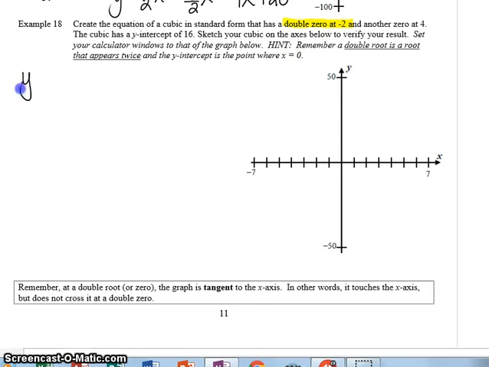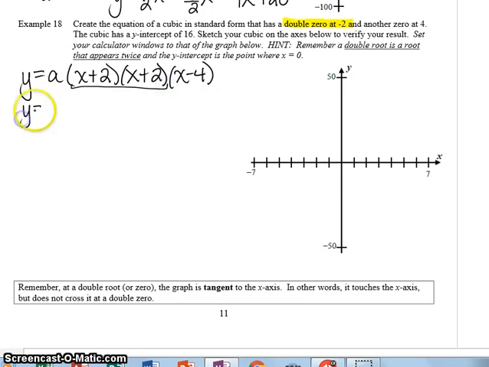Okay, so that means when you have y equals a, if it's -2, that means you have x plus 2, but there's 2 of them, so it's tangent to that x-axis. And then you also have another 0 at 4, so that's x minus 4. So we're going to go through the same thing. So we're first going to FOIL those, and I end up with y equals a times x squared plus 4x plus 4, and that's going to be times the quantity x minus 4.